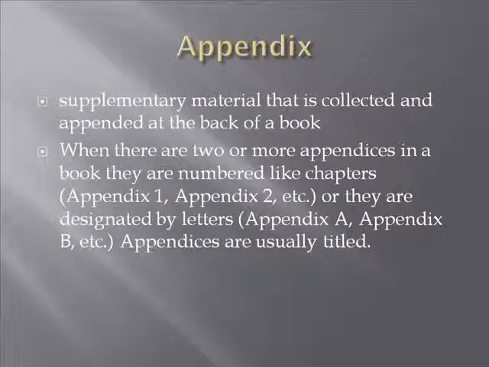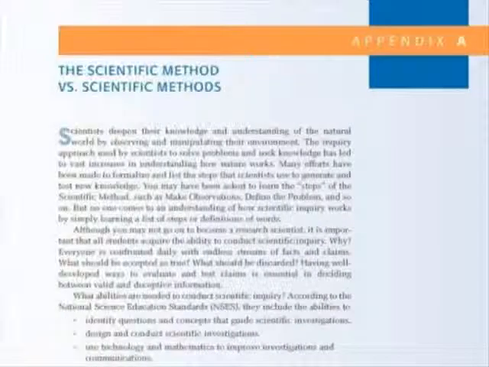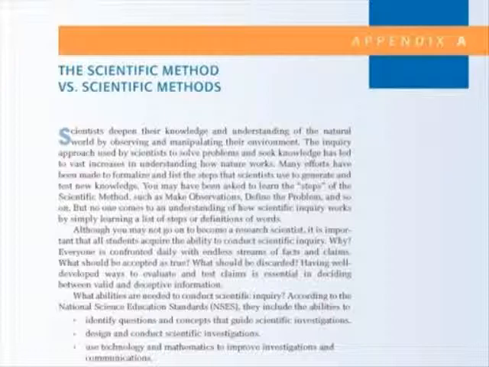An appendix is a supplementary material that is collected and appended at the back of a book. When there are 2 or more appendices in a book, they are numbered like chapters, Appendix 1, Appendix 2, etc., or they are designated by letters, Appendix A, Appendix B. Appendices are usually titled. Here we have an example of an appendix which is located in the back of a science book.